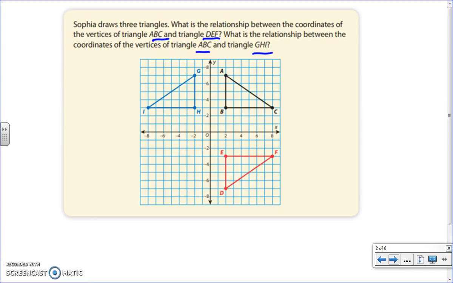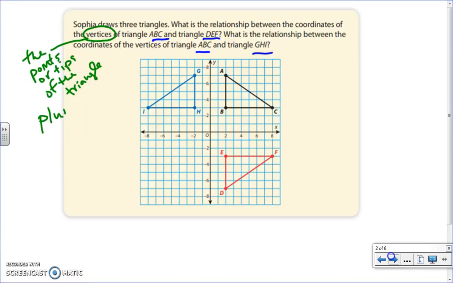And so the first thing we need to talk about is what the word vertices means. Okay, those are the points or tips of the triangle. Of course, if we said the tips of the triangle, it doesn't sound very mathematical, so we call each of those a vertex. All of them together are called vertices. This is the plural, or more than one, of vertex. So each of the points on a triangle is called a vertex. Altogether, they are the vertices.